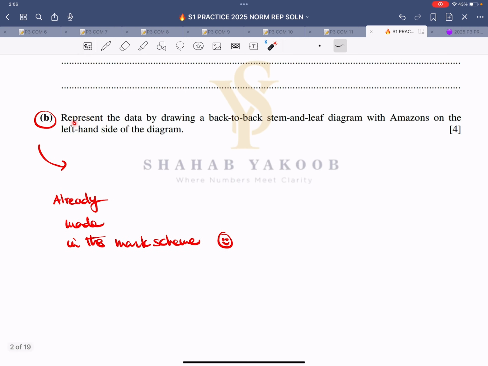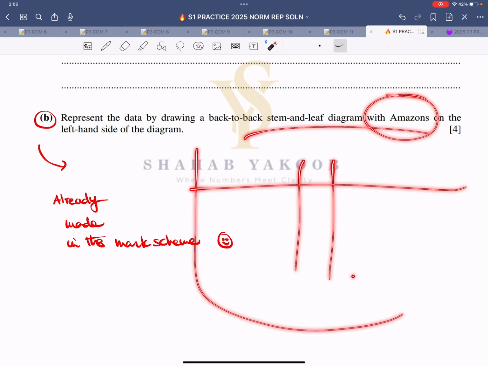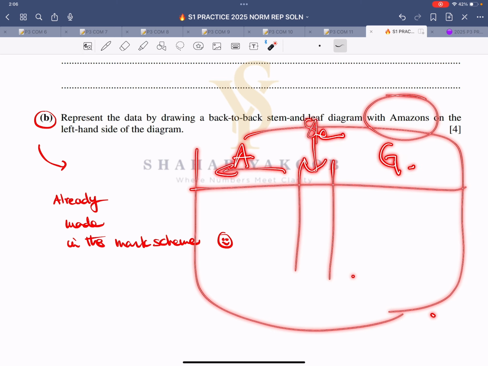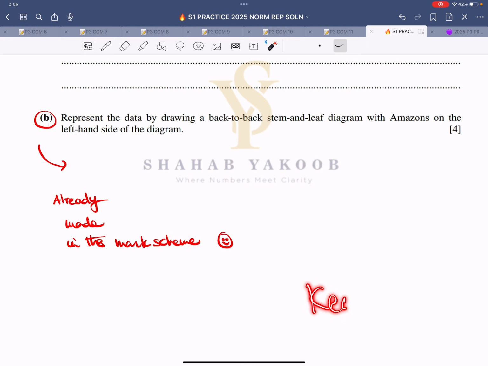The second part: represent the data by drawing a back-to-back stem and leaf diagram with Amazons on the left-hand side of the diagram. Now the examiner does this so that everyone's answers look the same. Amazons on the left, Giants on the right. The stem will go over here, the leaf for Amazons, the leaf for Giants, and make sure that it is of equal class width. The class intervals should be of equal class width. And naturally, there should be a key at the end.